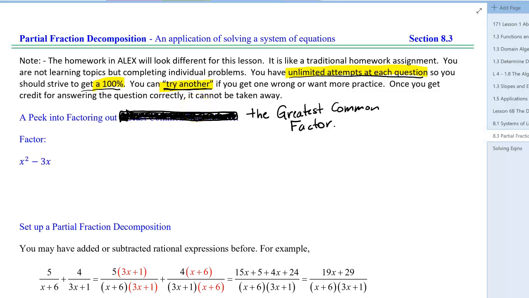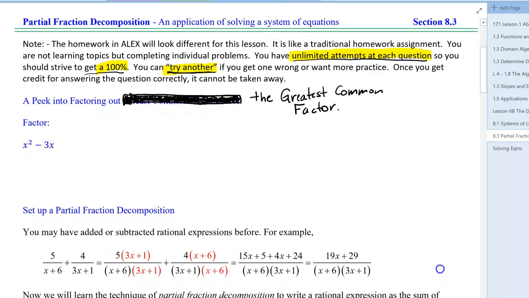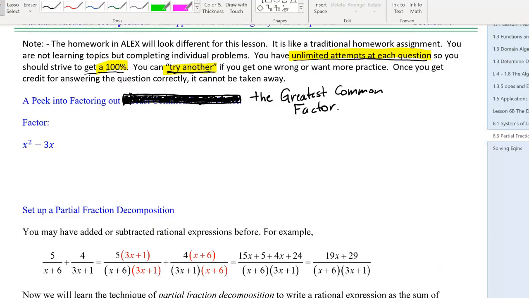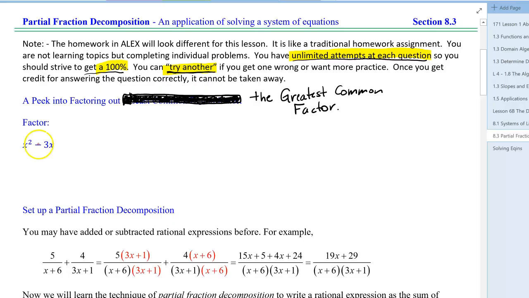So we'll start off this concept with a skill that you need for this lesson, as well as the entire course. So that is factoring. So we will be factoring to solve equations, and this is our first peek into the skill. So what we're asked to do in this example is to factor x squared minus 3x.